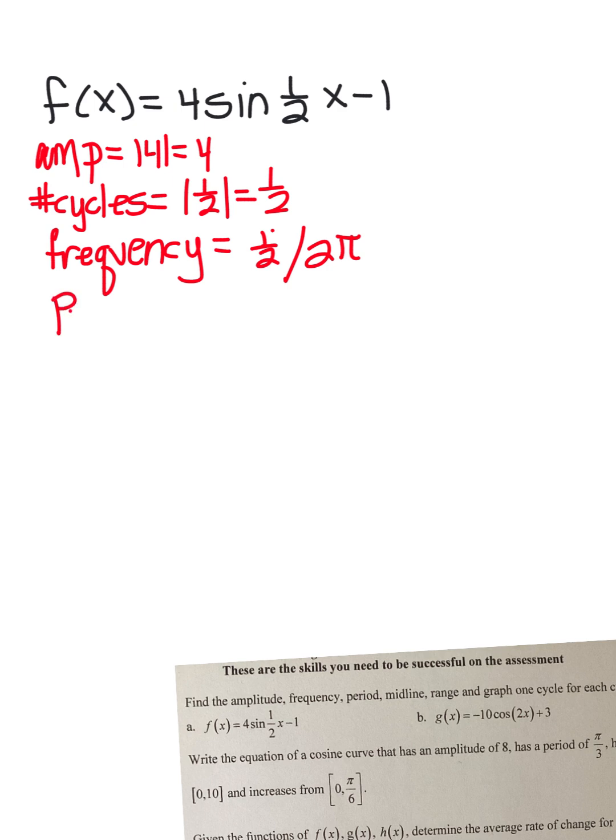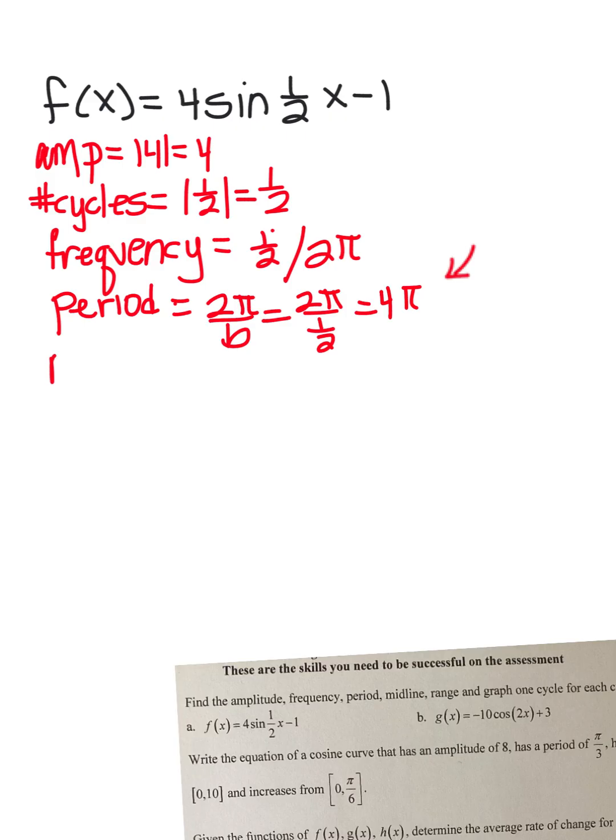Period, remember, is 2 pi over B. So in this case, it's 2 pi over 1/2, which is 4 pi. Remember, period is when you see one complete cycle. So now this is important because that's what we're graphing. We're graphing one cycle.